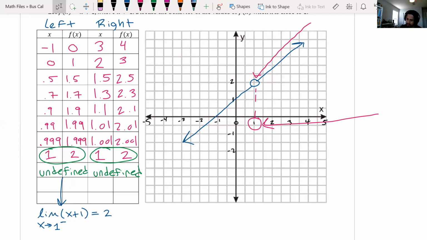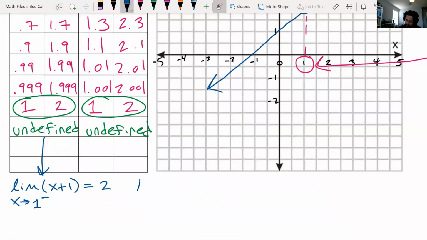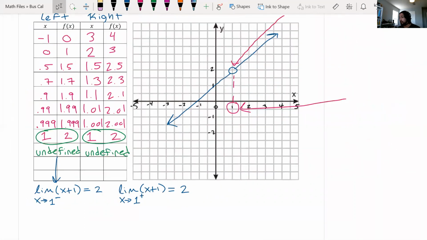And the way we notate that is we say the limit as x approaches 1 from the right side. So that plus sign means we are approaching 1 from the right. We are approaching a number from the right side. And the limit as x approaches 1 from the right of x plus 1 will equal 2. Okay. So we now have a left-hand limit at 2. We now have a right-hand limit at 2.